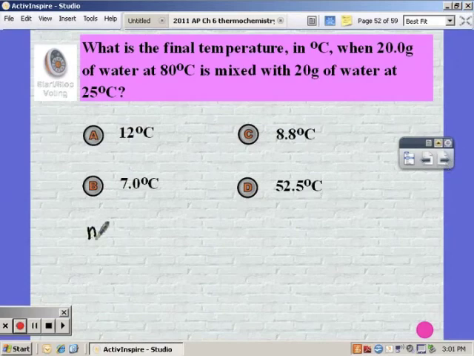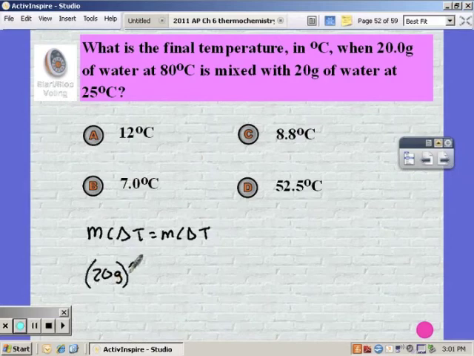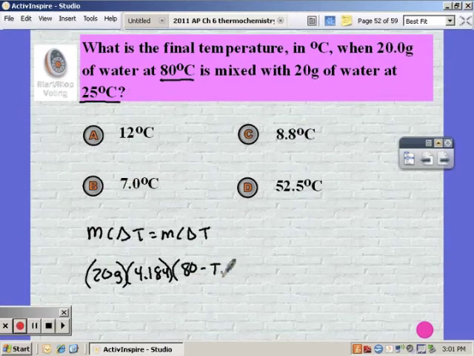You can try this one. Hint though, you're going to need to use our MCAT equals MCAT though, and put all of one water temperature on one side and all the other water temperature on the other side. Restart when you have it. So we have 20 grams with 4.184, and 80 degrees goes with that one. So we're going to do 80 minus TF, since our final temperature will be somewhere between 80 and 25.